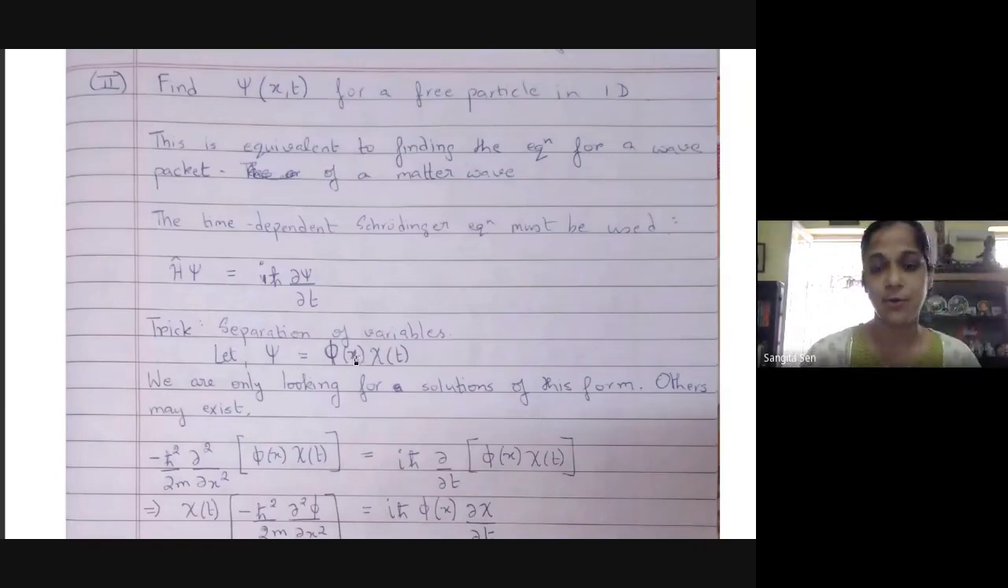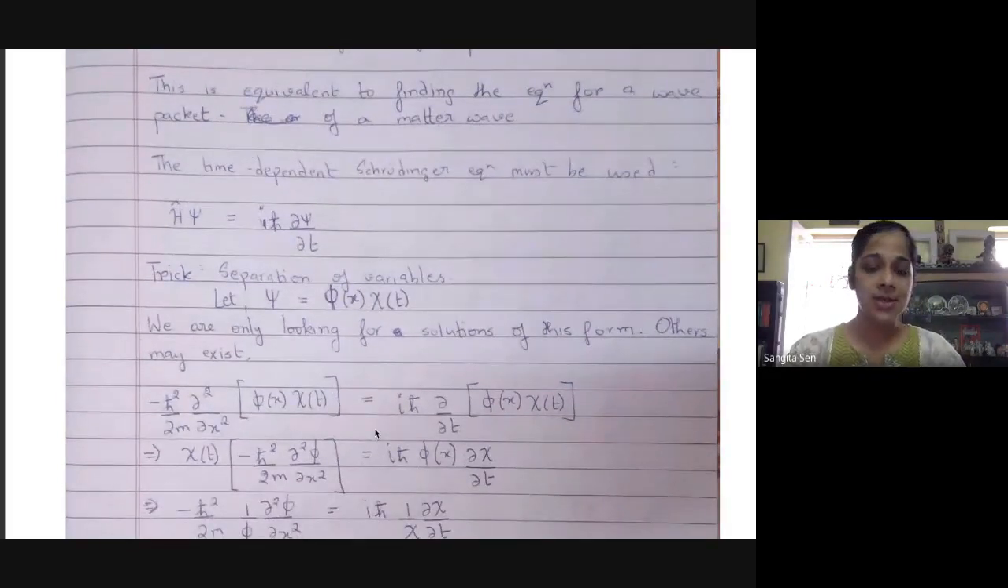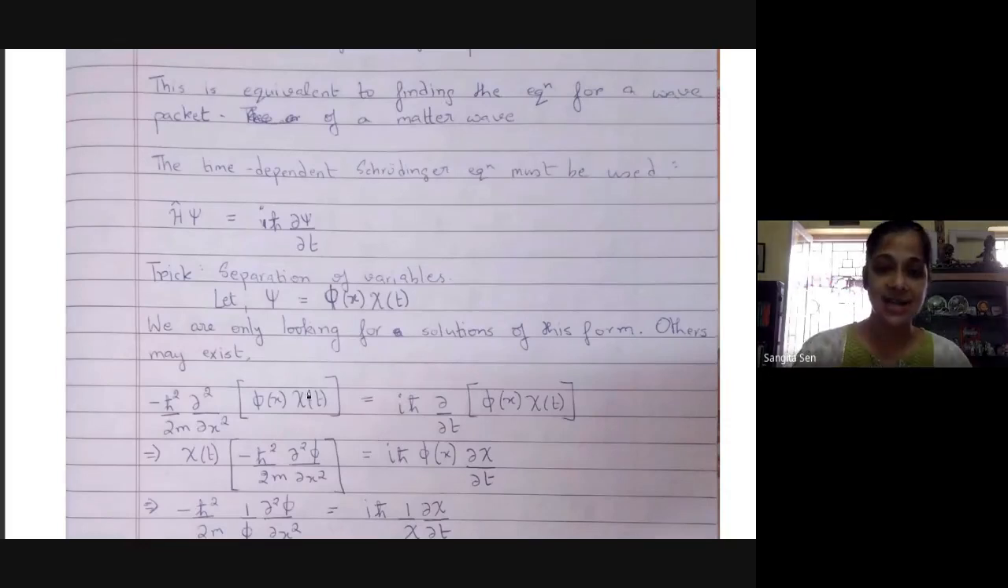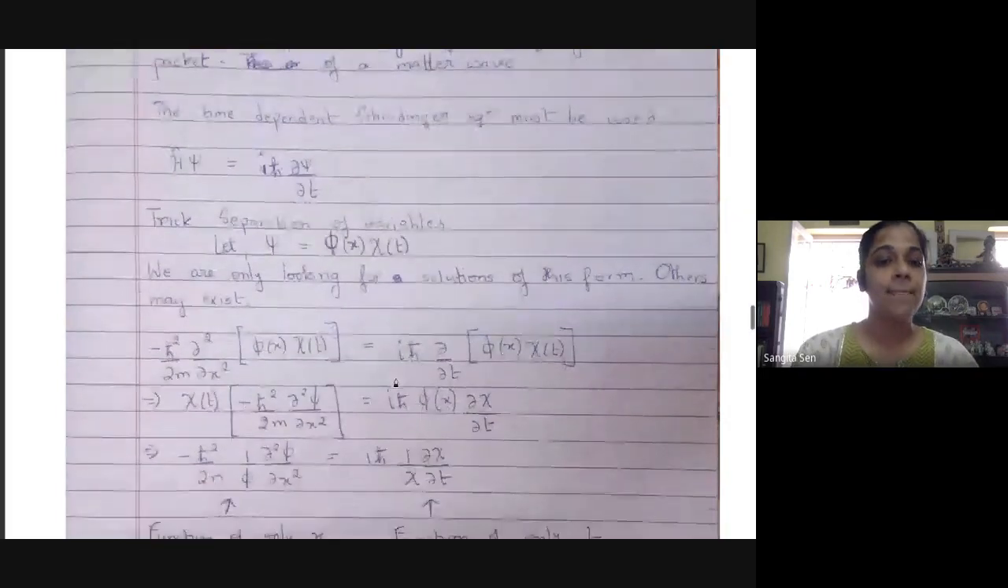In this case, we have two variables, x and t, and we guess that psi can be a function of x multiplied by a function of t. Note that here it means that we are only looking for a solution of this form. So there may be other forms which also satisfy this equation. But since we have no clue how to do it, we do the simplest one and see what we get out of it. So we're only exploring a small subset of solutions.